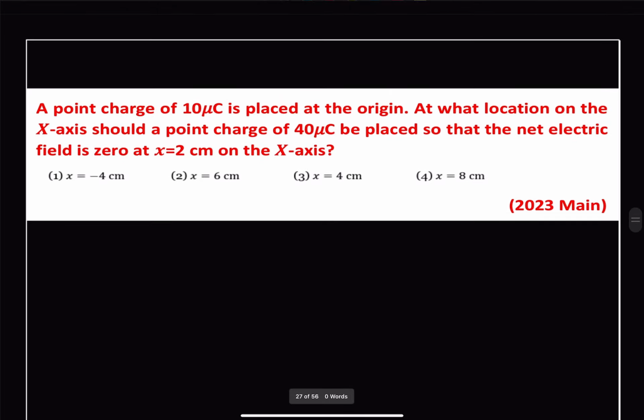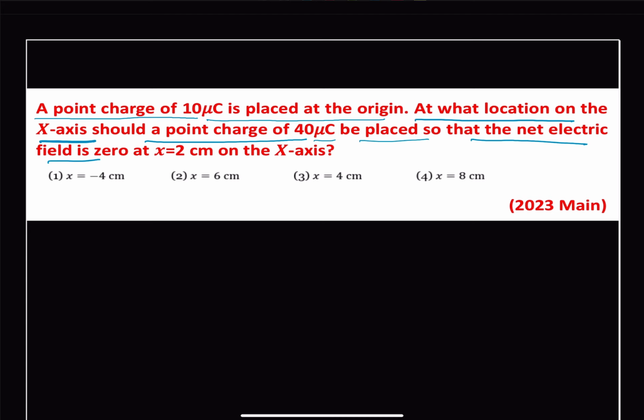We are given a point charge of 10 to the power minus 10 microcoulomb placed at the origin. At what location on the x-axis should a point charge of 40 microcoulomb be placed so that the net electric field is 0 at x equal to 2 centimeter on the x-axis?